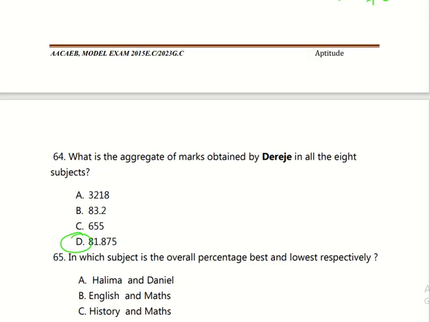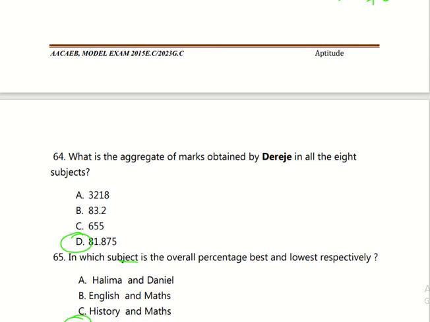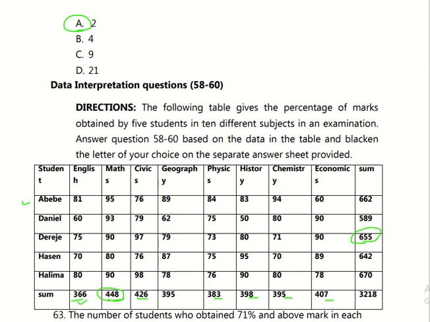In which subject is the overall percentage best and lowest? In maths. It's saying, in which subjects is the overall percentage best and lowest. The best one is maths, obviously. So the lowest one, I think it must be English. Let's check it. Yeah, the lowest one is, yes, it is English, because 366 is the lowest one.